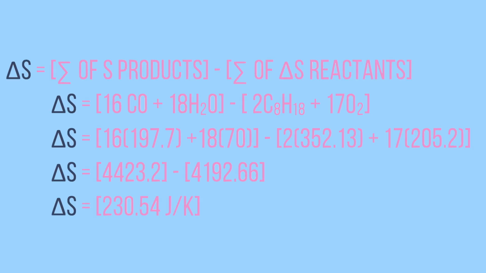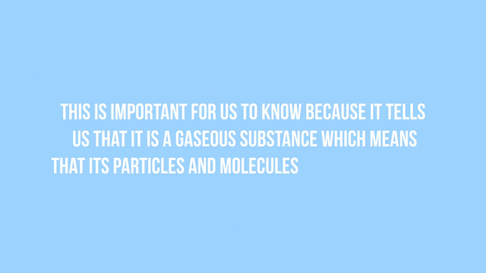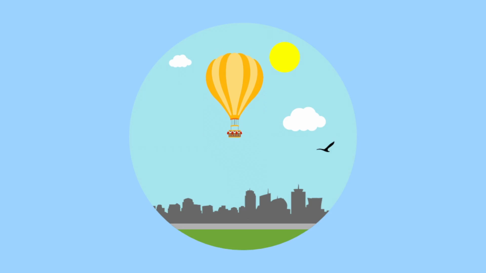We can see that the value of the result is positive, which tells us that the molecules are more disordered. This is important for us to know because it tells us that it is a gaseous substance, which means that its particles and molecules spread out more. Because it's a harmful gas, we wouldn't want it to be spreading around the atmosphere we are breathing.